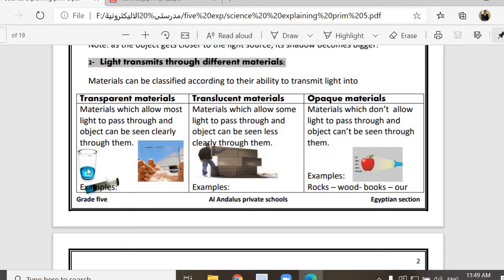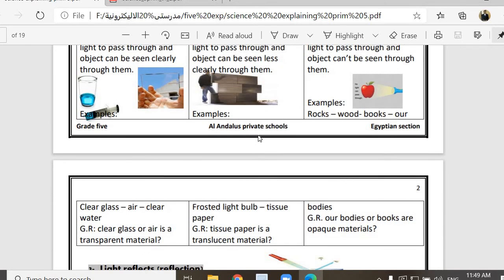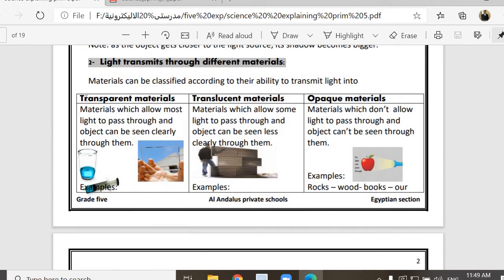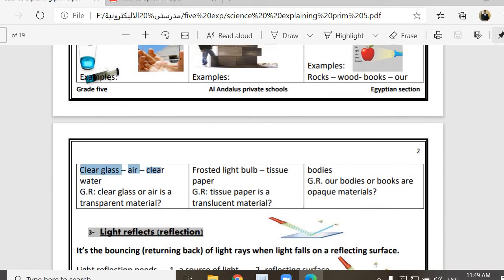For example, like water and glass. Here, for example, tissue papers and frosted glass. Here, any opaque material around you, like your bag, your book, your apple, anything like this. So we just learned how to differentiate between transparent materials, translucent materials, and opaque materials, and some examples for each one of them. You have to know them very well because you might be asked about it. Each one of them has a reason, so just study the reason for this.